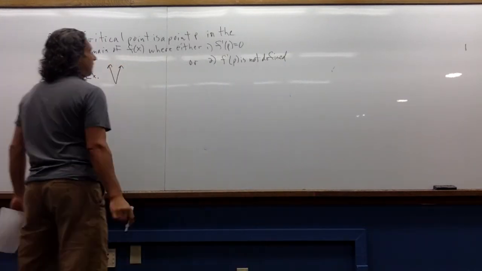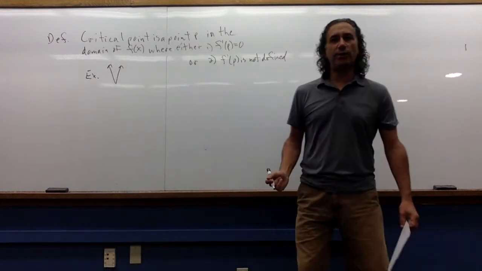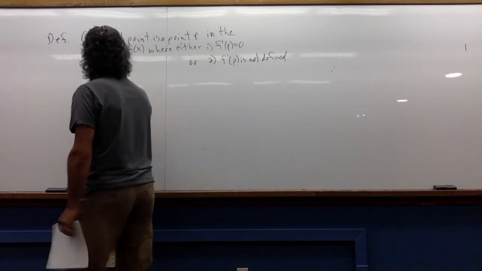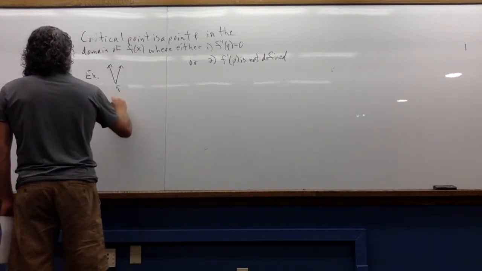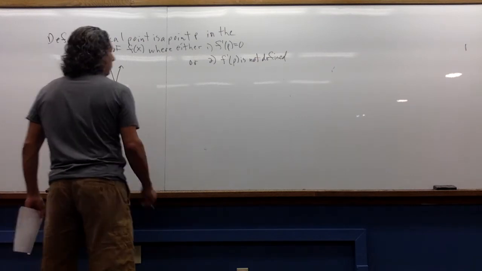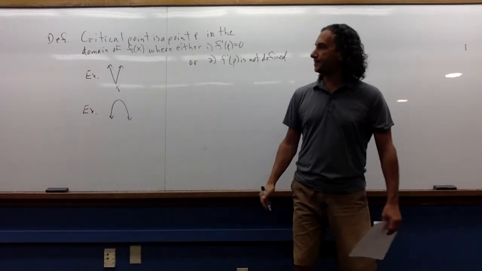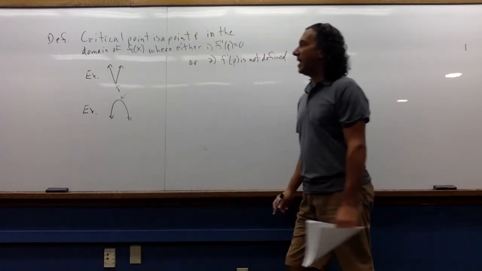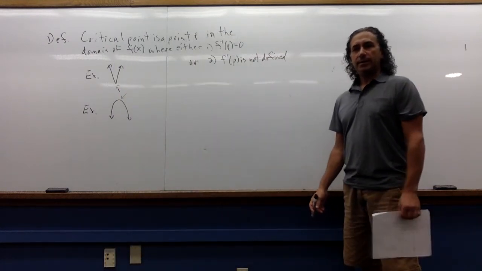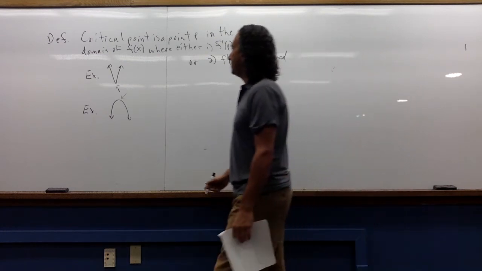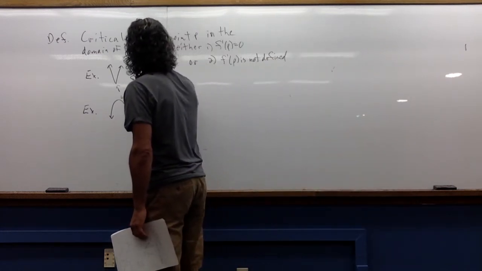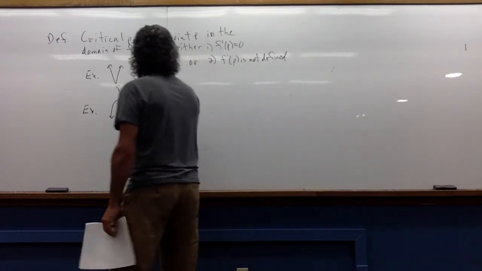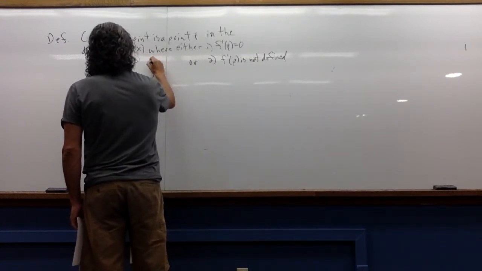Well, the absolute value function has a critical point at the corner because the first derivative is not defined. So this would be a critical point. A parabola has a critical point at its vertex. Here, the first derivative is 0, and it's in the domain of the original function. So those would be two examples. And actually, the analogous upside down absolute value and upside down parabola, each of those guys has a critical point.